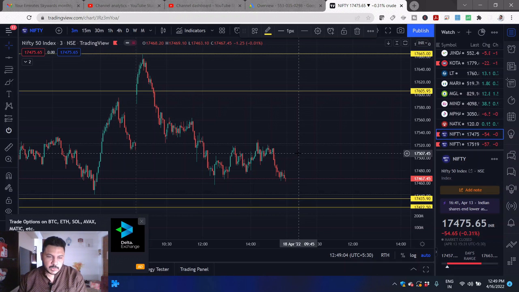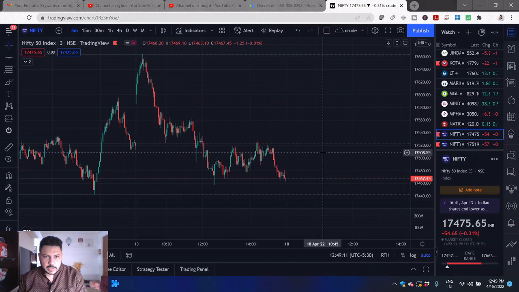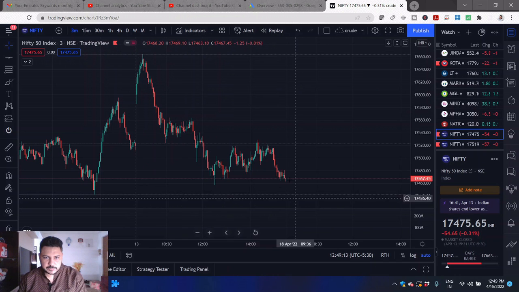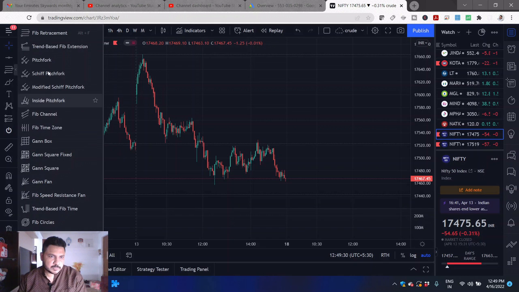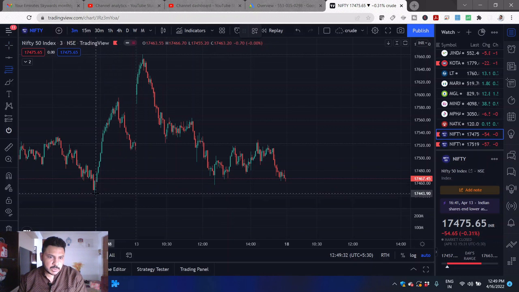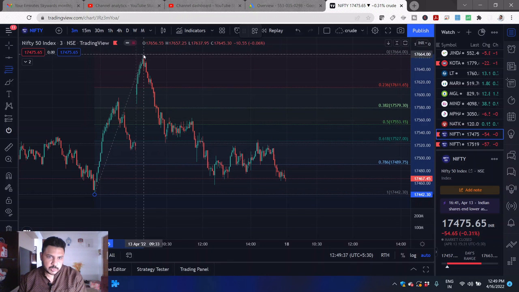Okay, so what we need to do is get rid of all our drawings from here, and let's take this chart and try to analyze. See, this is the high point and this is the lowest point. This was the lowest point, and this is the highest point. Now you go to TradingView, pick up the Fibonacci retracement, mark the lowest point with this, and then mark the highest point.